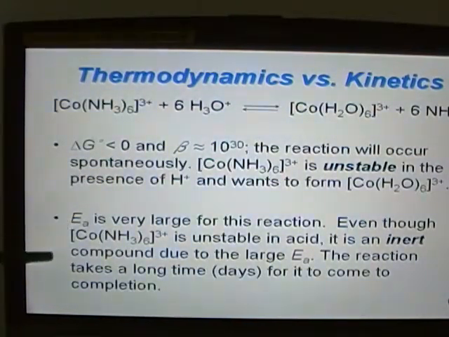Now, the activation energy for this reaction is very large. Even though this compound is unstable in acid, the reaction is slow because the compound is inert due to its large activation energy. This reaction, even though it will happen spontaneously, takes a very long time, on the order of days, to come to completion.